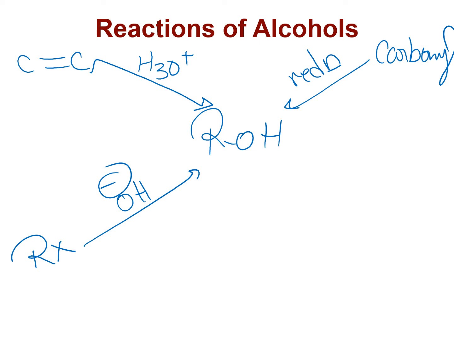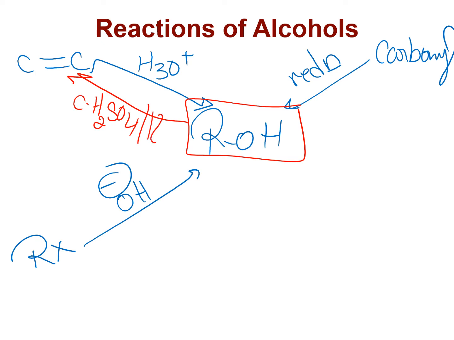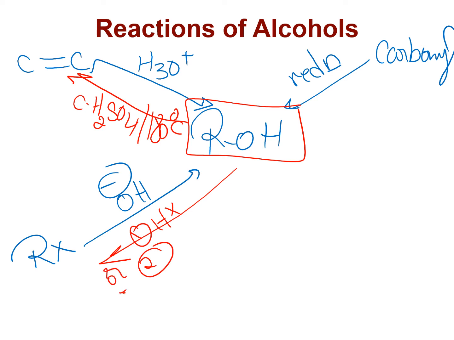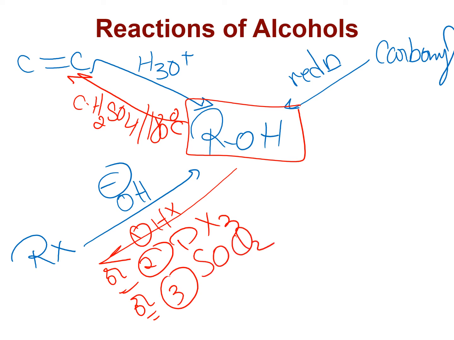The reactions of alcohols are exactly the opposite of their methods of synthesis. For example, if you have an alcohol, you can dehydrate using conc. sulfuric acid at 180 degrees centigrade. You will end up with the alkene. If you have an alcohol, you can halogenate using hydrogen halides or phosphorus trihalides or thionyl chloride to produce the halogenated compound.